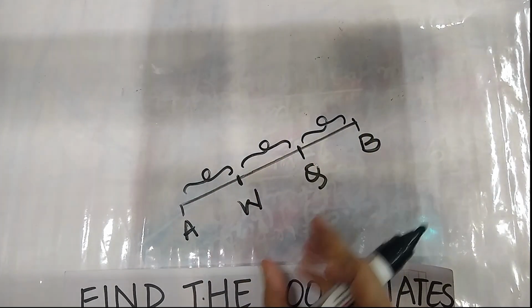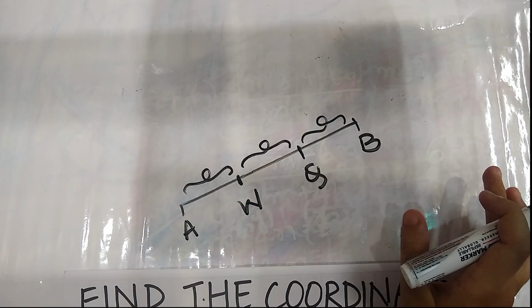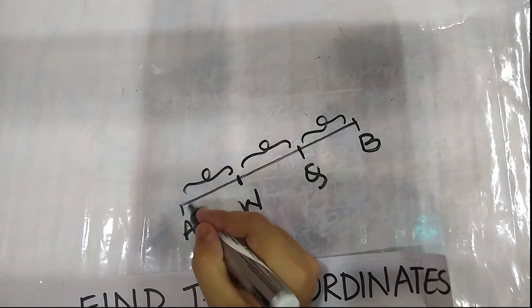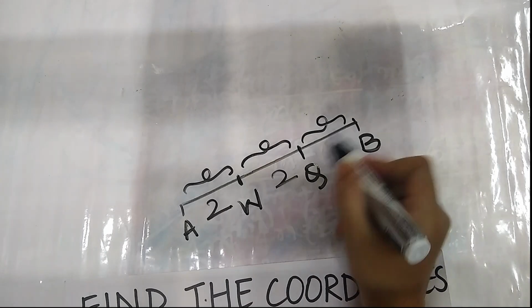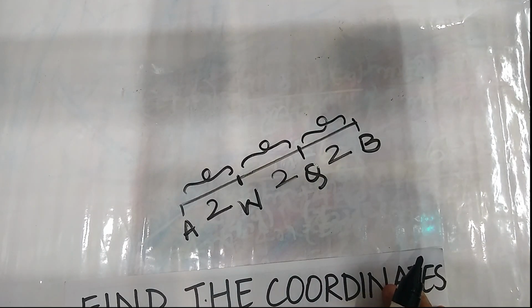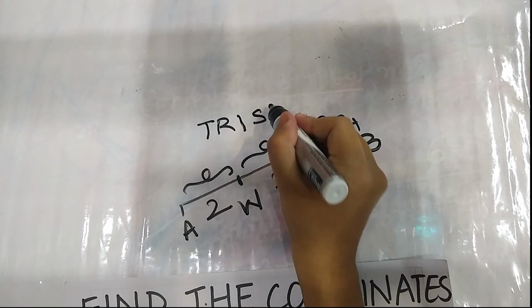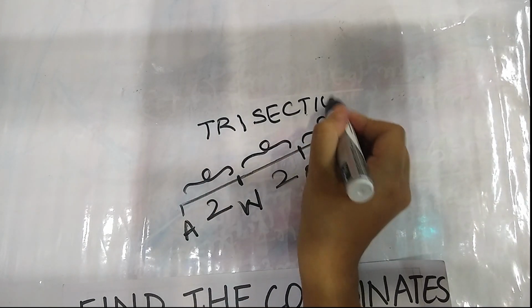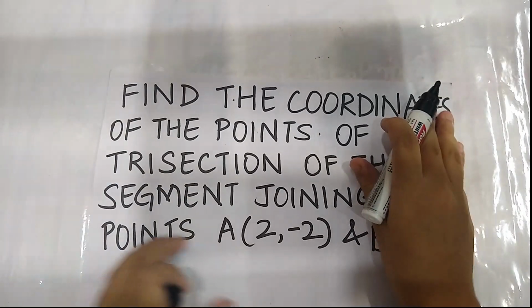So when a line segment is divided into 3 parts equally, it means that if this distance is 2, this distance is also 2, and this distance is also 2. So this is what is meant by trisection. Now that you know what trisection is, let us get back to the question.